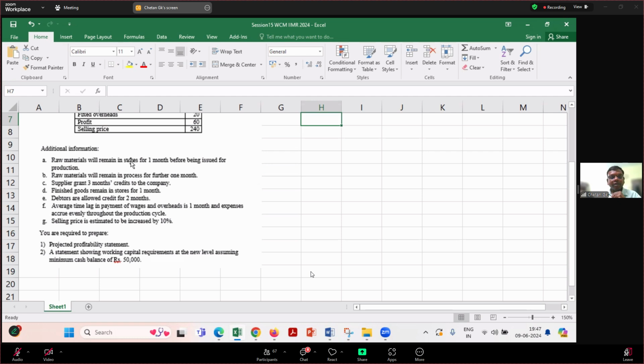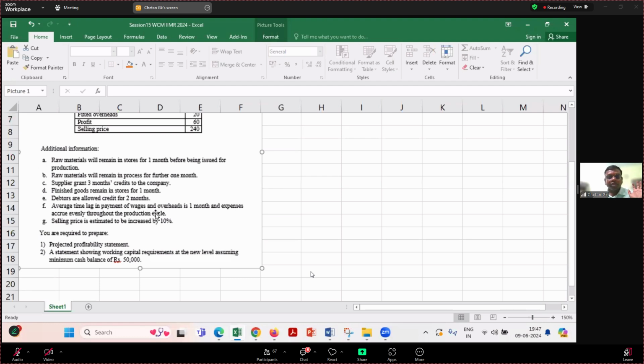Finished goods remain in the stores for 1 month. Once the complete production happens, that is called a finished product. The finished products, on average, will stay in the company's warehouse, that is in the stores of the company, for 1 month. Because the moment you manufacture a car, it does not mean that the car will be sold off immediately, right? It may be lying in the warehouse, or maybe in the showroom for some time. After that it gets sold, and once it is sold, only then is it accounted as sales. Until such time it is there in the inventory itself.